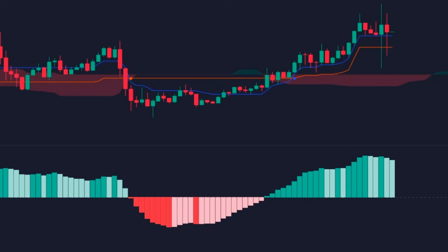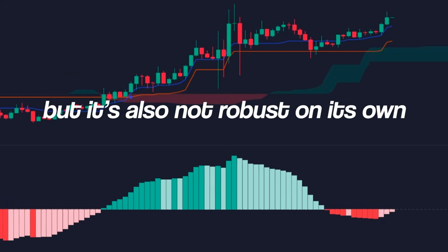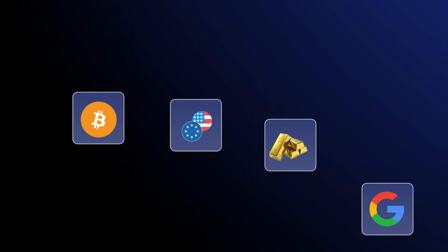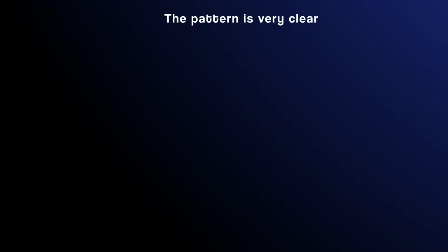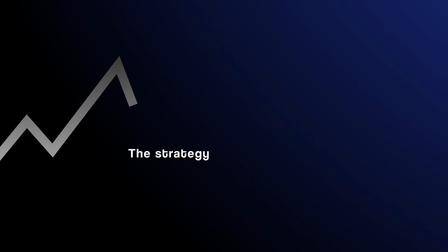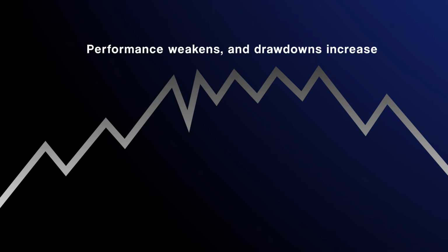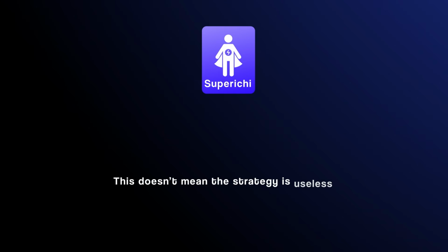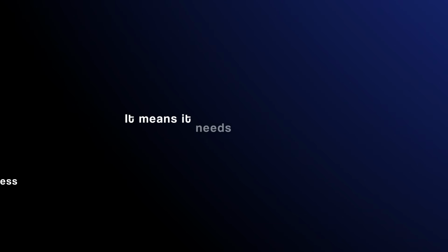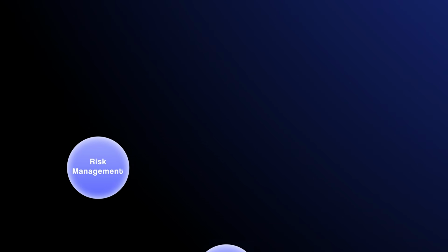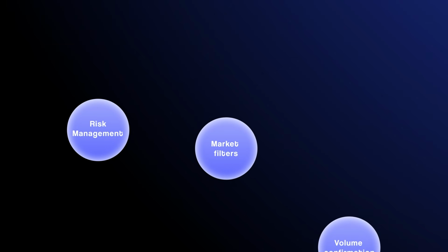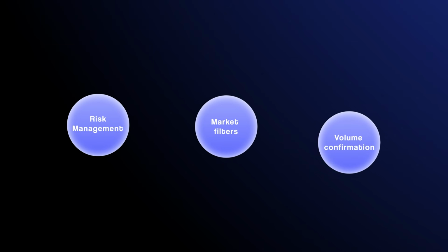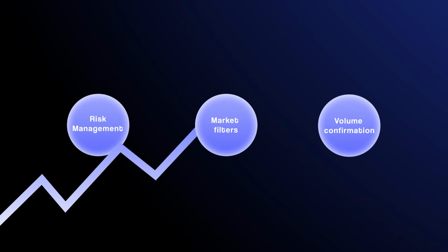This strategy is not bad, but it's also not robust on its own. Across crypto, forex, gold and stocks, the pattern is very clear. When the market is trending, the strategy performs reasonably well. But when the market is flat or choppy, performance weakens and drawdowns increase. This doesn't mean the strategy is useless, it means it needs context. With better risk management, market filters, or something as simple as a volume confirmation, the equity curves could become significantly more stable.